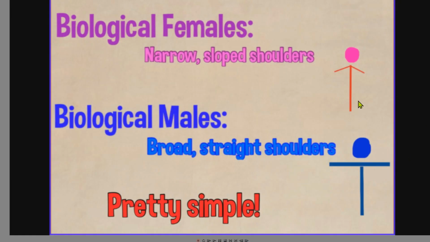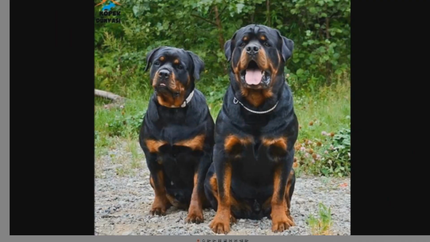Okay, so shoulders look, simple version. I love Bevy's pictures. Men's shoulders are straight across, women's slope. Same in the animal kingdom.